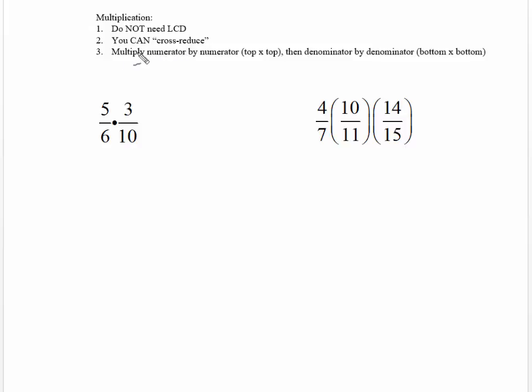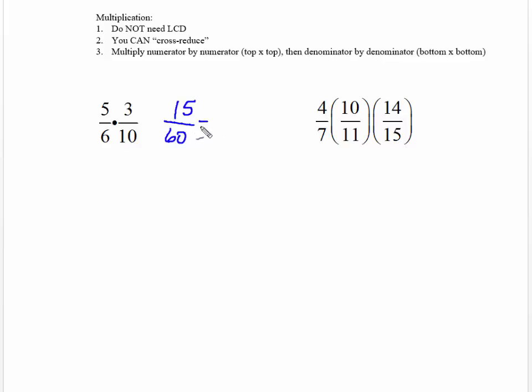The biggest thing to remember when you multiply, you're going to multiply numerator times numerator, which means, for example, in this thing, I'm simply going to multiply 5 times 3, and I'm going to get 15. Then I'm going to multiply 6 times 10 and get 60. The thing you always have to remember is that you have to reduce your answer. No matter whether you're multiplying, adding, subtracting, dividing, you always need to reduce your answer.